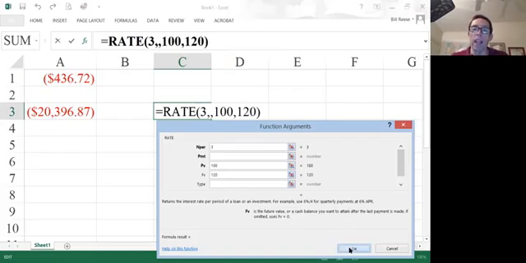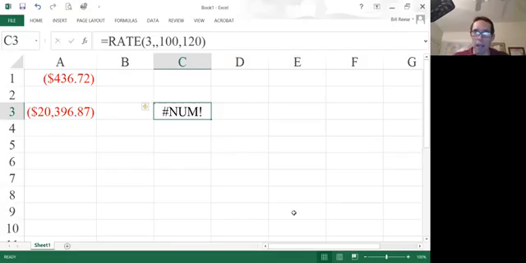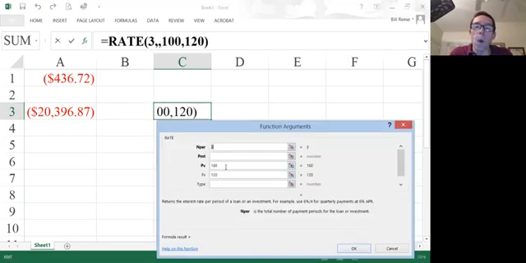I hit OK, and Excel is yelling at me. Exclamation mark, hashtag NUM, exclamation mark. That is Excel's way of saying, hey, you did this wrong. And when you get something like this, it typically means you messed up on the signs. And we did here, okay? How do we mess up on the signs? Well, we put in the present value as a positive and the future value as a positive.